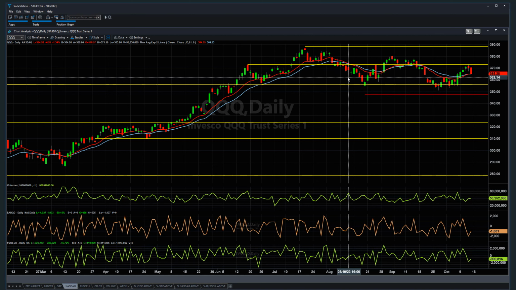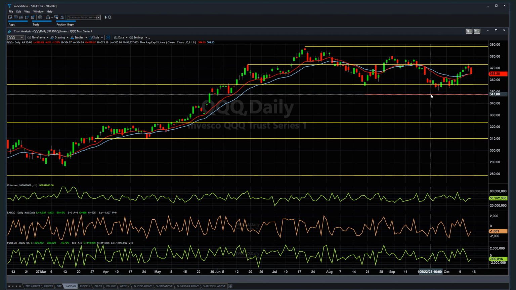Now, the key to the bearish pattern, if this is the case, and this does have a bearish price pattern to it, is breaking through this 355 area. That would be significant, and then breaking through the equality at 347 would open up a potential test of the 324 area in the Qs.